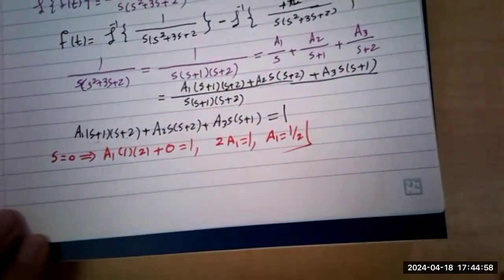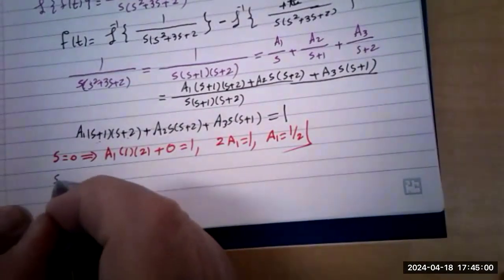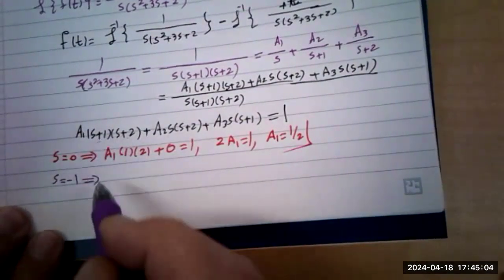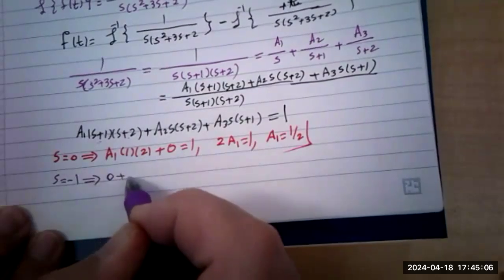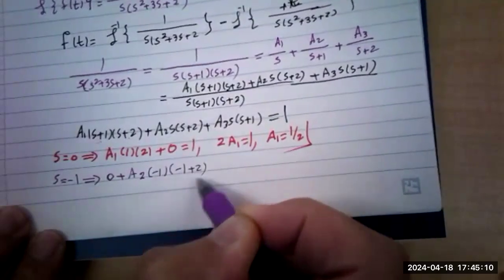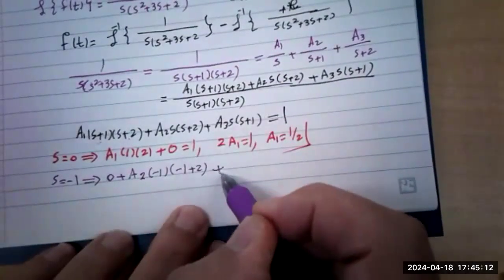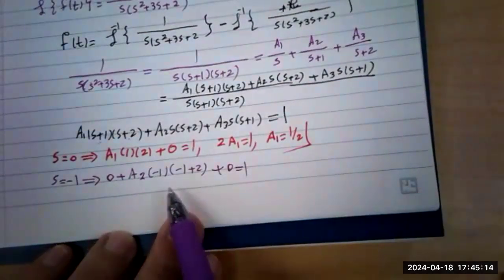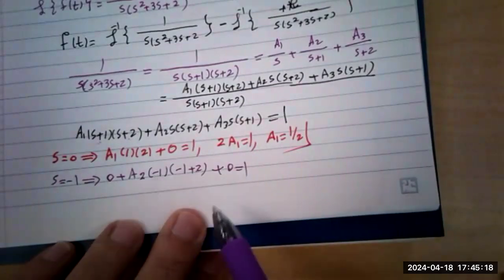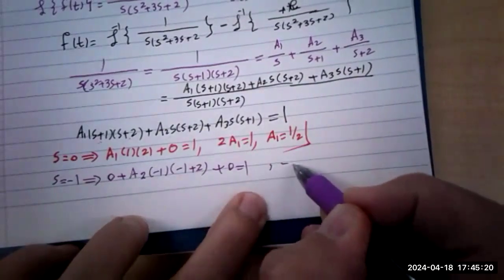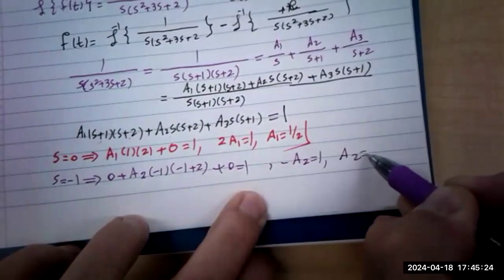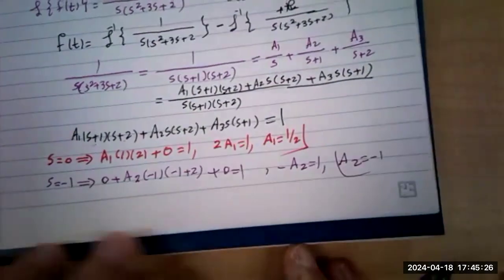Okay, any question? Put s equal to negative 1. Negative 1, you get 0 here. The second one, A2 times negative 1 times negative 1 plus 2. This is also 0. So what we have? Negative 1 plus 2 would be a positive 1. So negative A2, negative A2 equal to 1. So A2 would be negative 1. Okay.